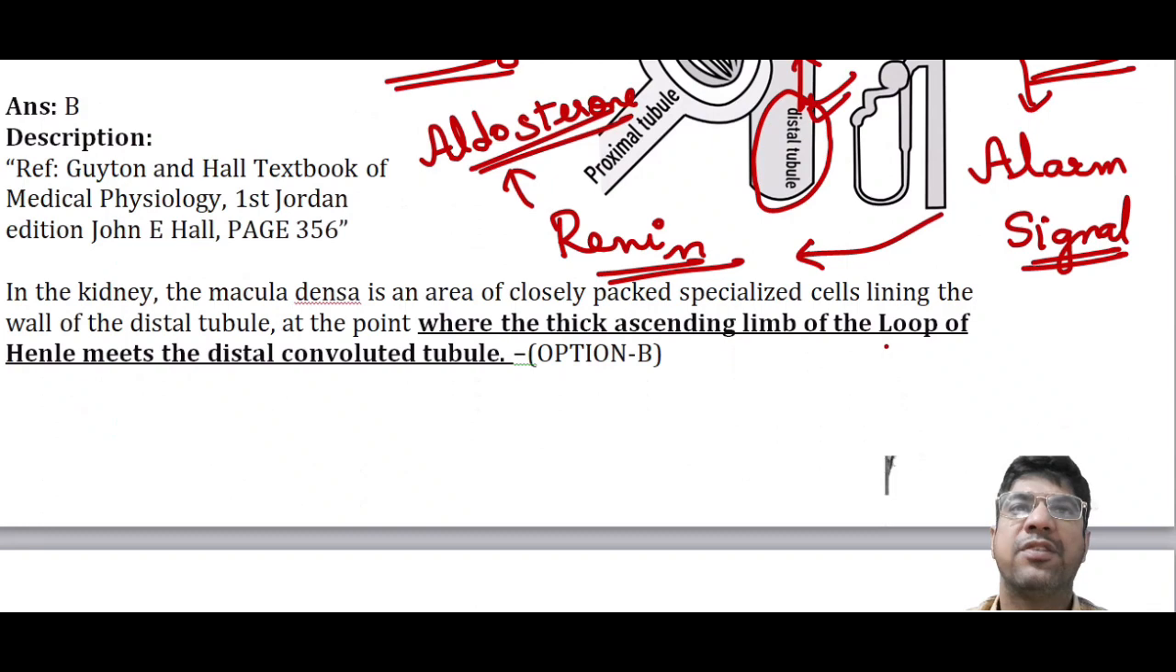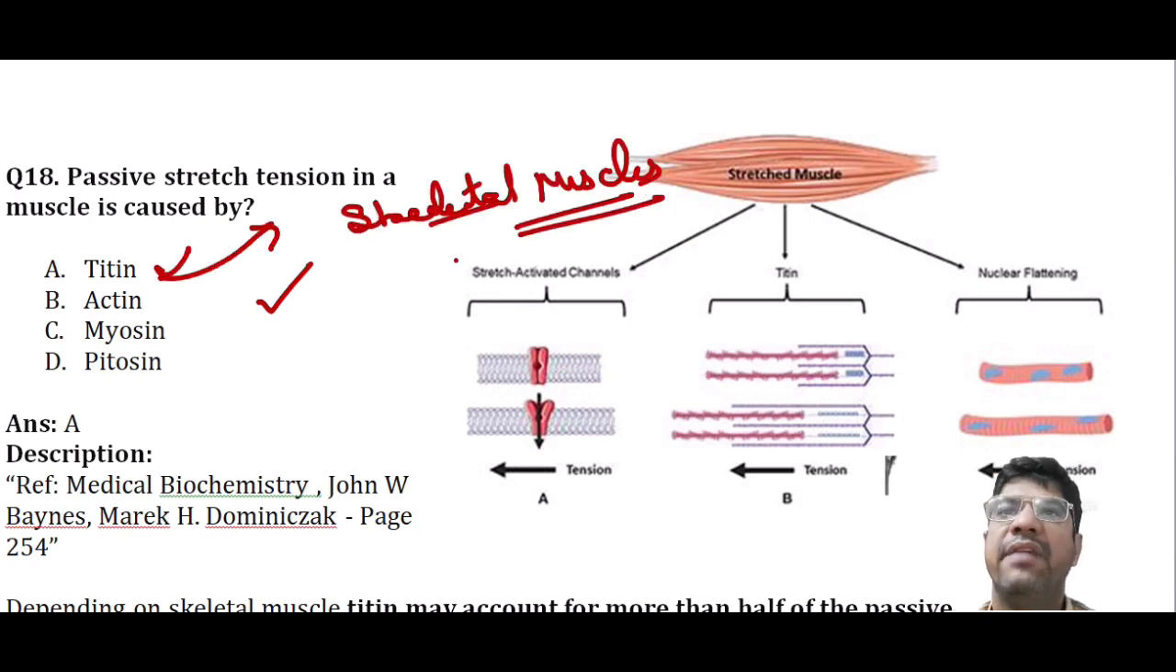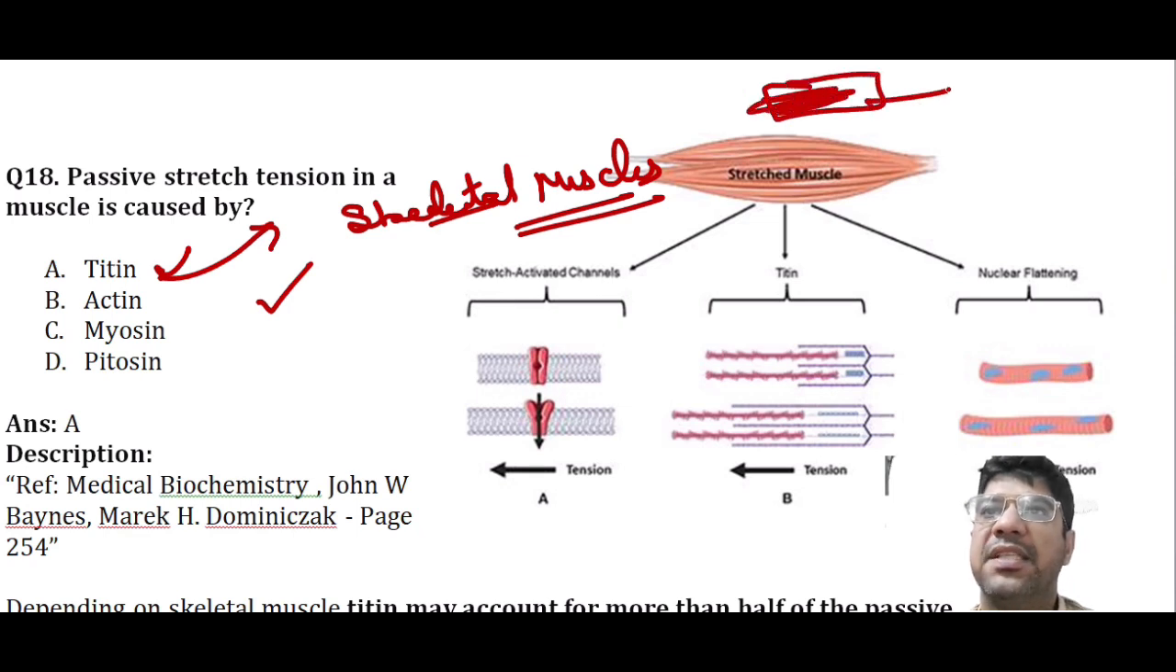Let us move to the next question. The passive stretch tension in the muscle is caused by the tightening. So passive stretch tension in muscle is primarily caused by the protein that is known as titin. Titin is a large protein that is found in skeletal muscles. So imagine you have a rubber band. When you stretch this rubber band, it resists and creates tension, right?